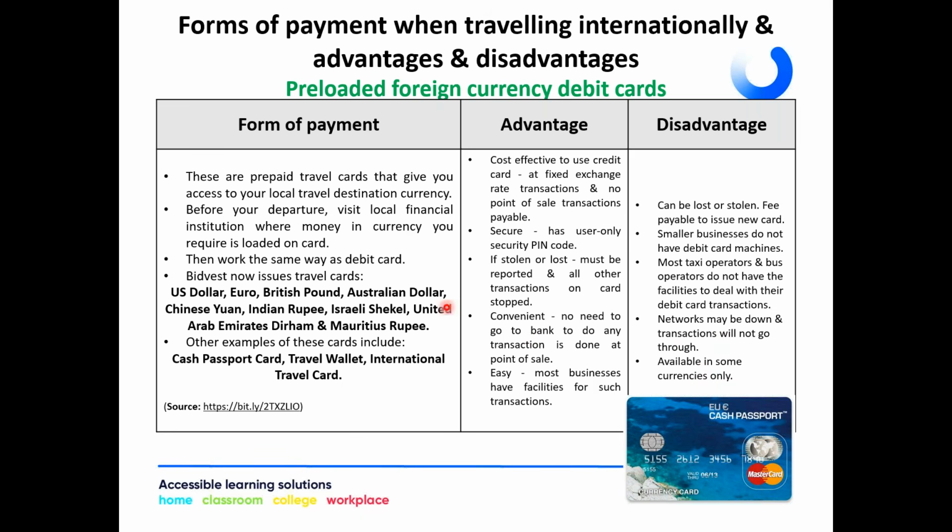Okay. So what is a preloaded foreign currency debit card?